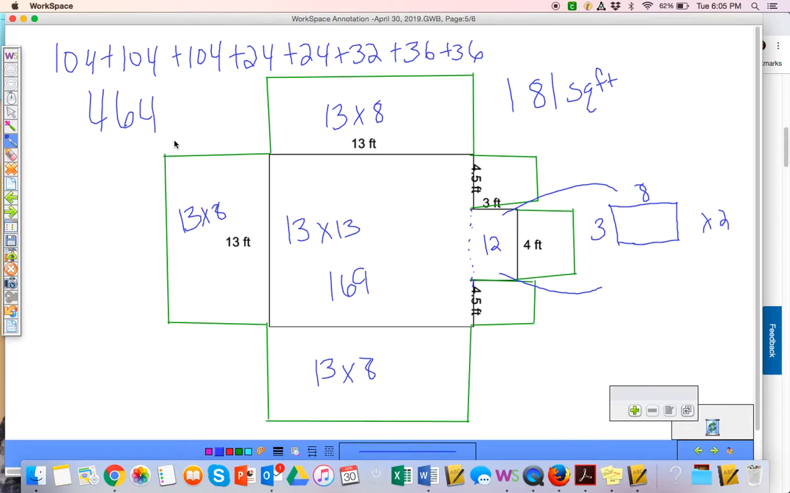All right. So work on this for the rest of class. If you end up finishing your paint and your flooring, go ahead and start looking for your mattress and your bedroom furniture. All right.